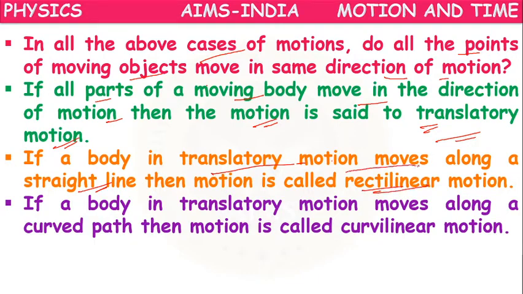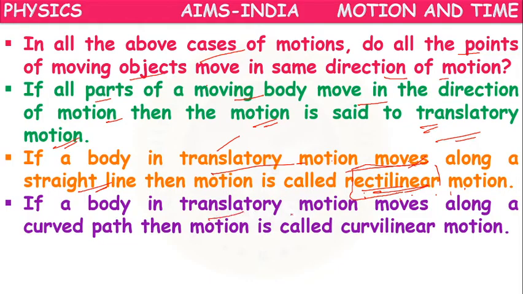Write down this spelling, children. Rectilinear, R-E-C-T-I-L-I-N-E-A-R, means rectilinear motion. So straight line motion. Straight line motion is called rectilinear motion. It is also one kind of translatory motion.